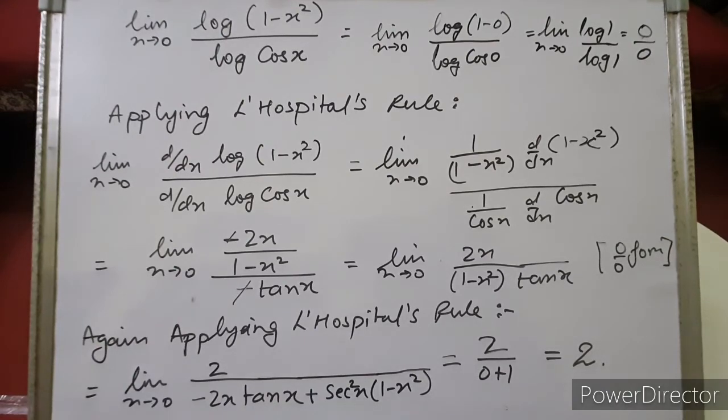Right, children? Now put x equals to 0. In the numerator there is no x, so it will remain 2. In the denominator tan 0 will be 0, so this term will become 0. The value of 1 minus x square, so 1 minus 0, will be 1, and sec 0 has value 1. So here we will get 1. So the answer will be 2 upon (0 plus 1), which is 2. So the answer will be 2. Alright children, note down please.